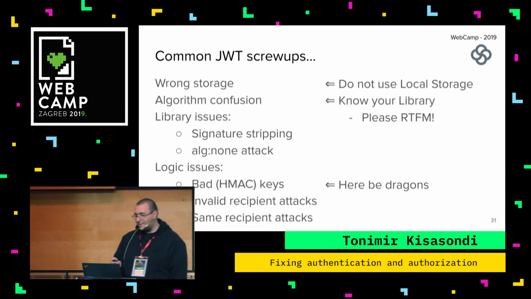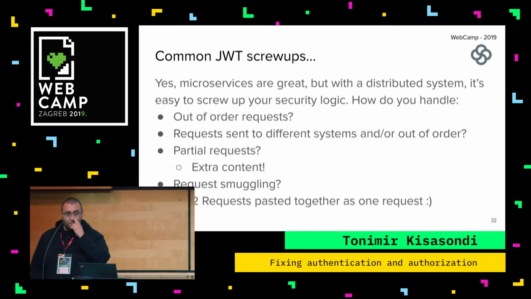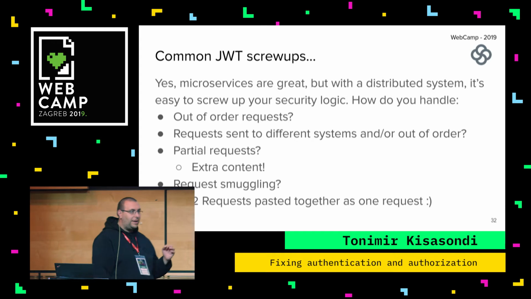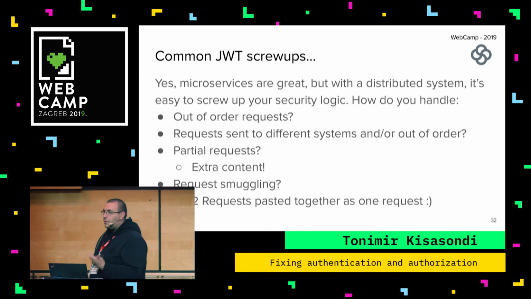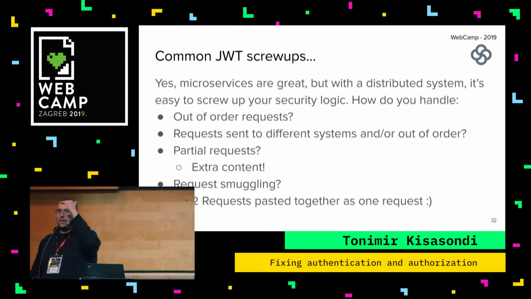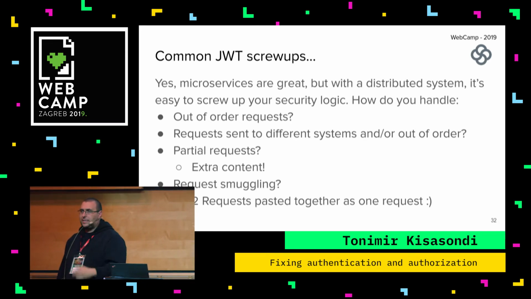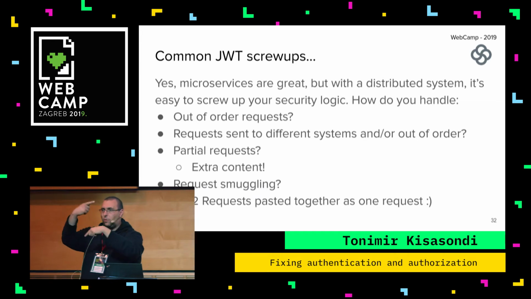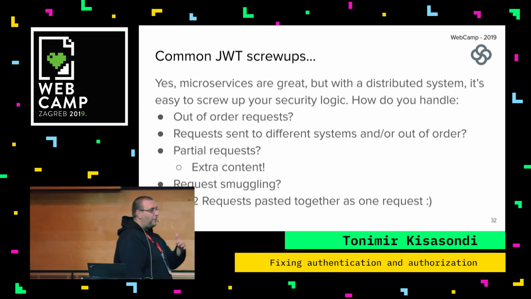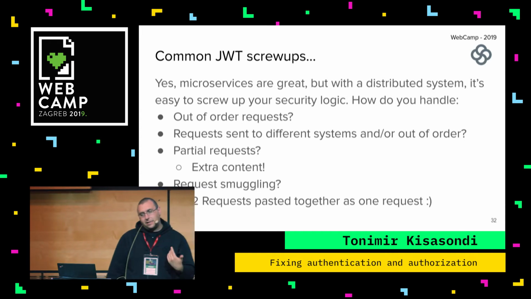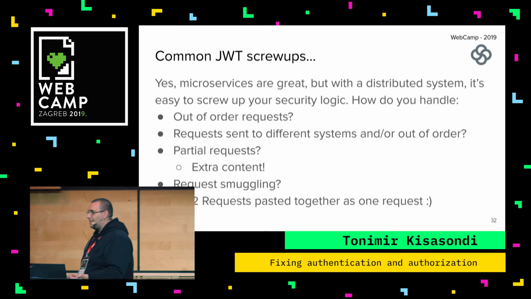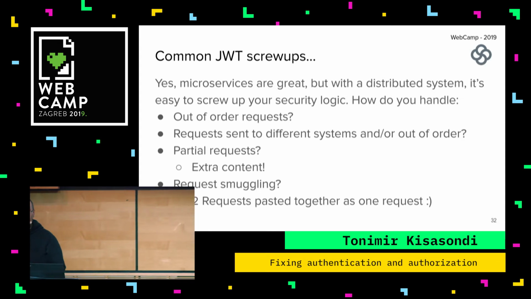And who else? Nobody. So microservices are great, but in a distributed system, it is very easy to screw up logic. How do you handle out-of-order requests? Just think about it. What happens if, for instance, I need request A, request B, request C? What happens if somebody changes the ordering for those requests? What if requests are sent to different microservices? What if they're sent out of order? What if they have partial content? What if they have extra content? Extra content is always amazing and fun.